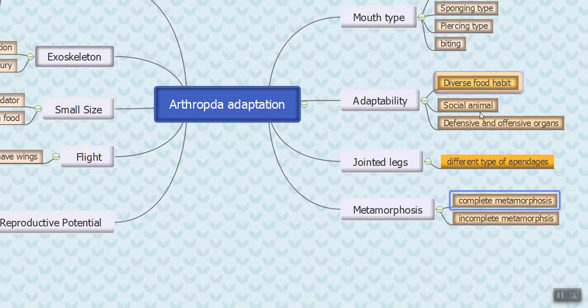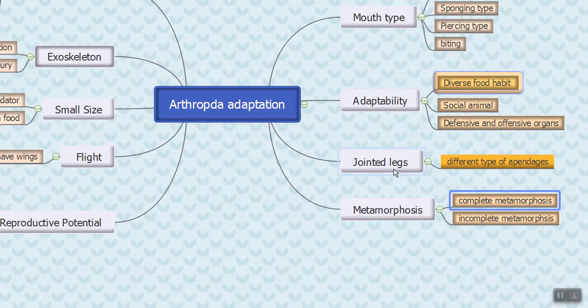Many of the arthropods, like ants and bees, and some other animals, lead a social life where they communicate. So the survival rate is very high. The diversity of food is another one. They can adapt to different types of foods depending on the availability.